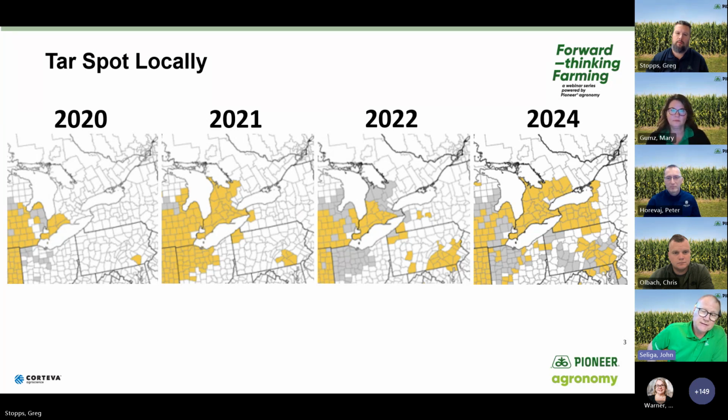But it's definitely a disease that growers need to respect in terms of what it has potential to do to your corn crop. I think I'm gonna leave it at that, Greg, and let you share some of that silage information.